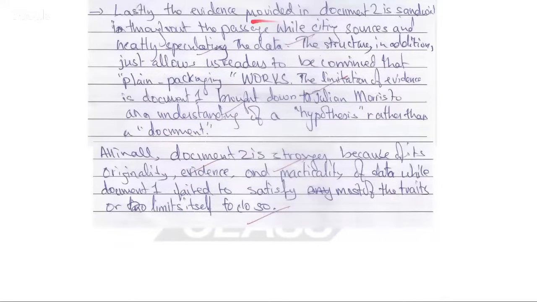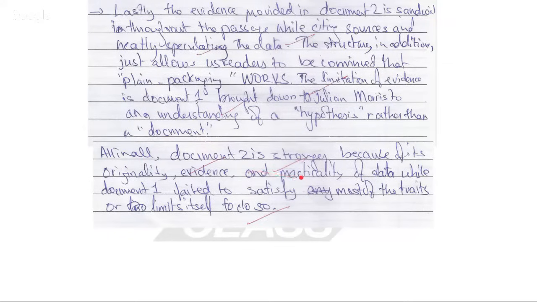Lastly, the evidence provided in document 2 is sandwiched throughout the passage while citing sources and neatly presenting the data. The structure, in addition, allows readers to be convinced that plain packaging, quote unquote, works. The limitation of evidence in document 1 is that it reduces Julian Morris to an understanding of a hypothesis rather than a document. This is a weird sentence, but that leads to my point: check your work right after you write it. I cannot stress this enough, because you may have the content, but examiners are going to read your answers really quickly. So make it sensible.